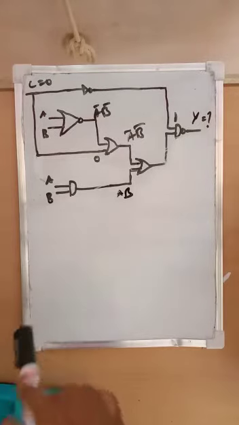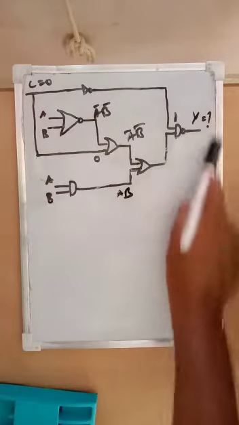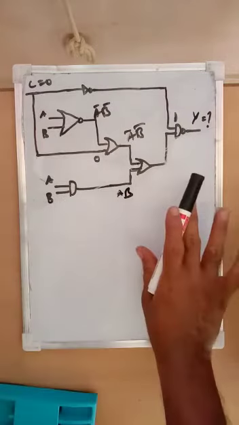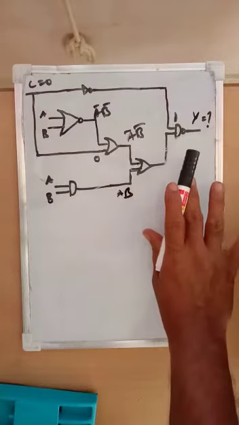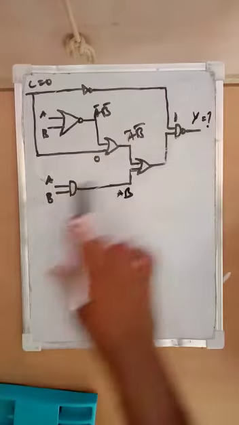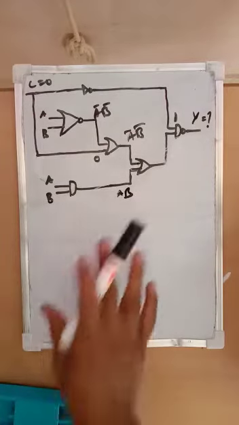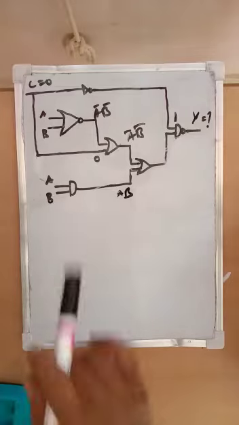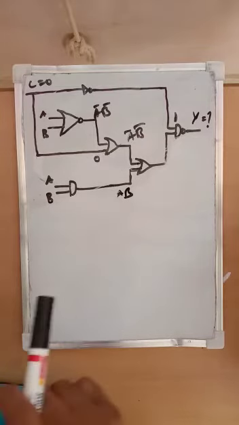So this is the problem. This is the circuit. We know all the gates and it's very easy to calculate the value. And if C is 0, then what could be the output if these types of inputs are given to the circuit? So it's very easy.